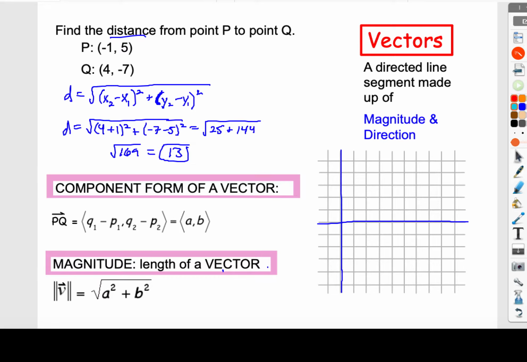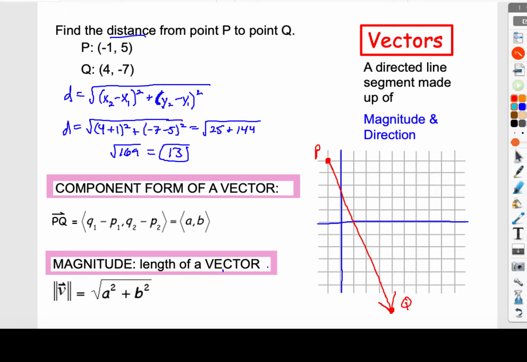So P is negative 1, 5. That'll be our point right here in the upper corner. And Q is 4, negative 7. Now that's going to be a little bit off my graph, but there would be point Q. And the vector is the magnitude and direction. It's the line directly from P to Q.